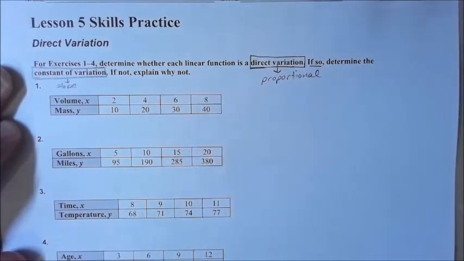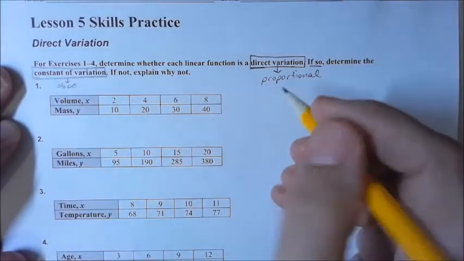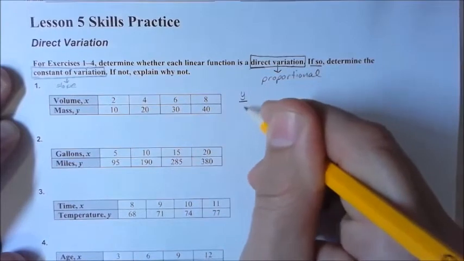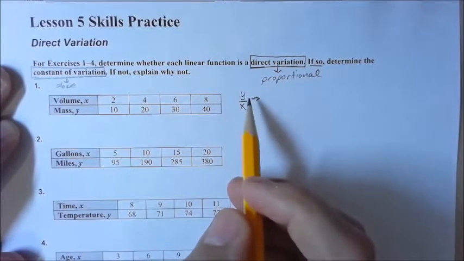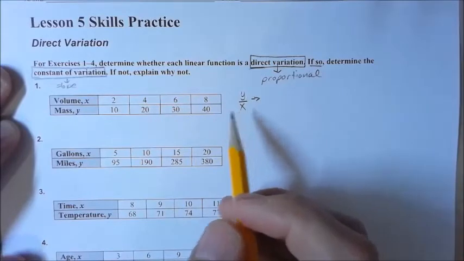So let's go ahead and take a look at it. In order to do this, we want to set up a ratio of y to x and then confirm that it's constant. So when we look at a ratio of y to x, we're going to have y over x, just like when we did slope, rise over run. So let's take a look.